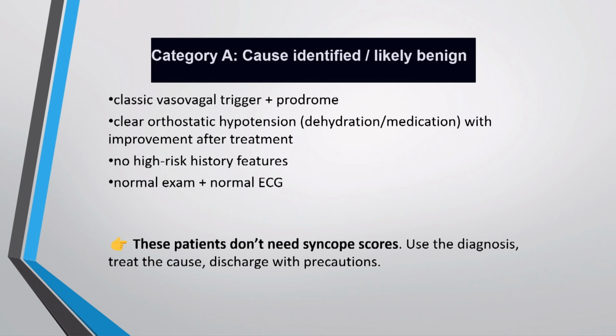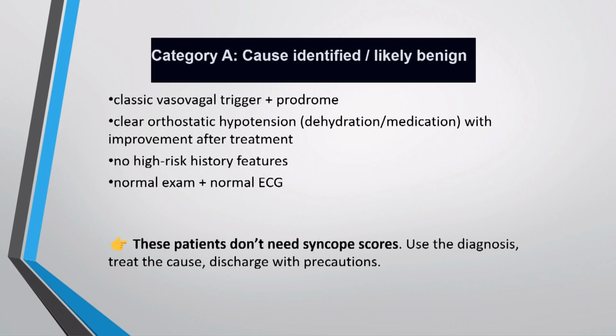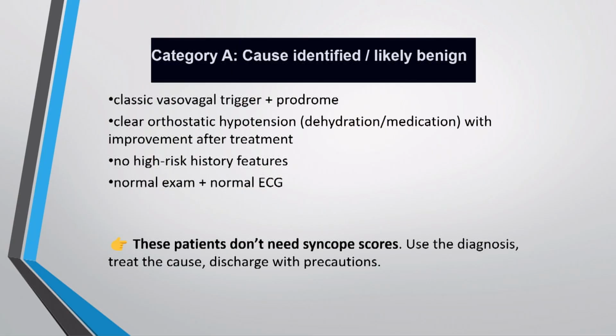First category of patient is where the cause is identified and the patient is likely benign. Benign in the sense that there is a classical vasovagal trigger along with the prodrome of symptoms, or clear orthostatic hypotension, that is dehydration or medication, with improvement after treatment, no high risk features, normal examination, normal ECG. Will we risk stratify these patients? No, these patients don't actually need the syncope scores. We have to treat the cause and discharge them with precautions.